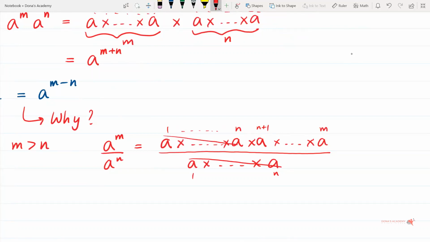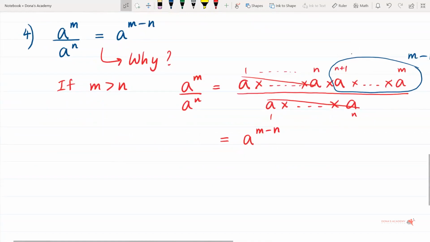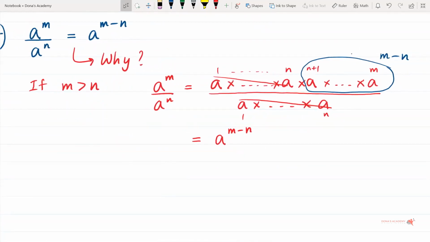Then how many a's are left in the top? You can see that there are no a's left in the bottom. However, you have some a's in the top. How many a's do we see? We cancelled n number of a's in the top, so I have m minus n number of a's. So that's why this is a to the power m minus n in this case. Alright, so this is one case we considered, for m greater than n.